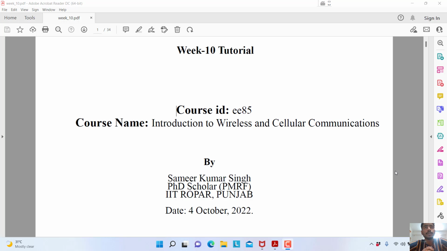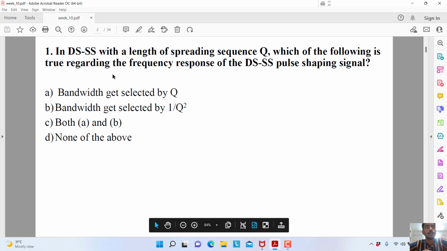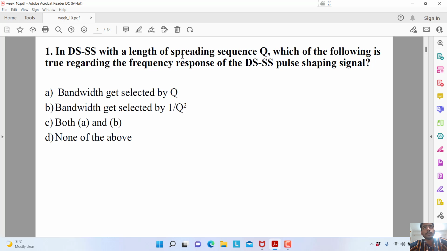Today we will discuss the Big 10 tutorial. Question number one is on the screen: in a DSSS system with a length of spreading sequence Q, which of the following is true regarding the frequency response of the DSSS plus pulse shaping signals? Please try this.